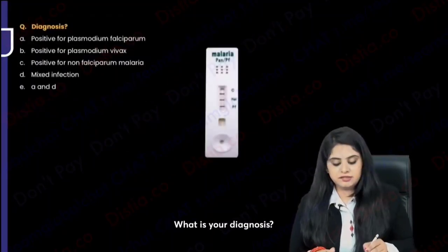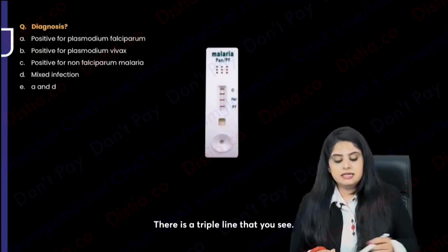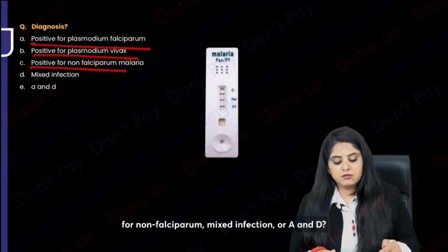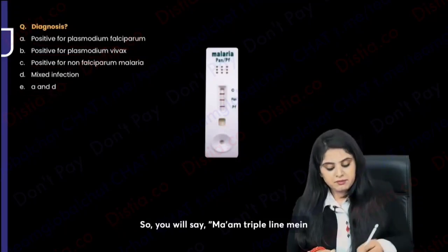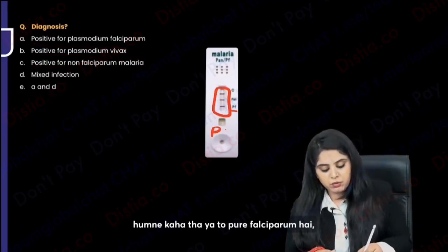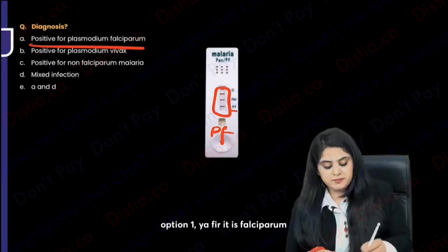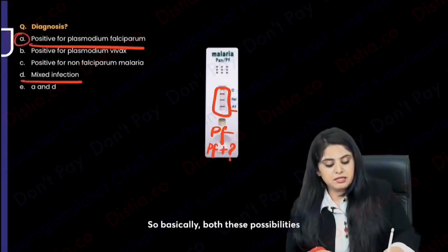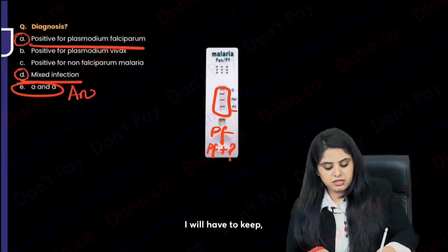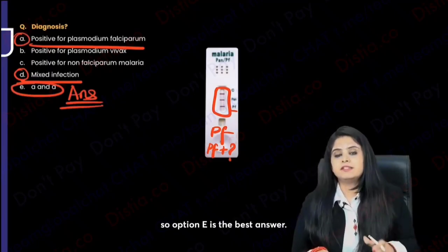What is your diagnosis? There is a triple line that you see. Is it falciparum, vivax, non-falciparum, mixed infection, or A and D? So you will say, ma'am, in triple line we said it is either pure falciparum, option 1, or it is falciparum plus something, so mixed infection. So basically both these possibilities I will have to keep. So option E is the best answer.